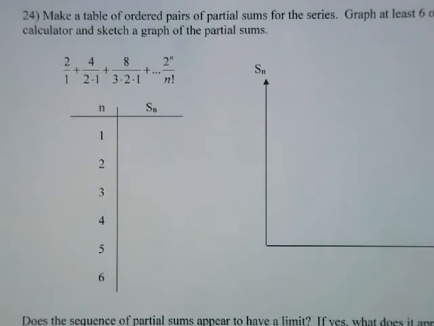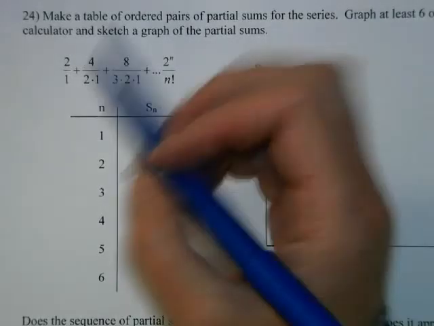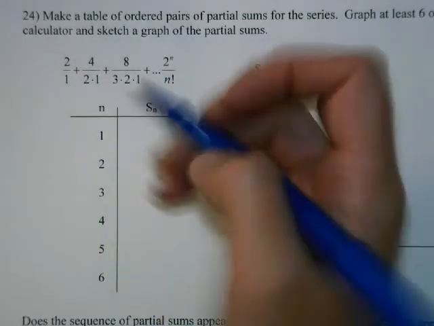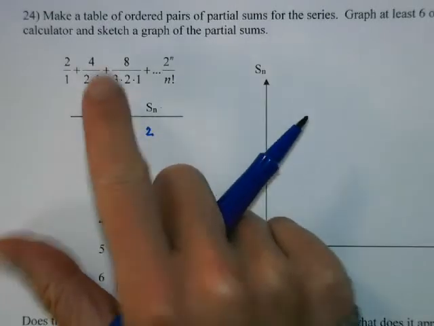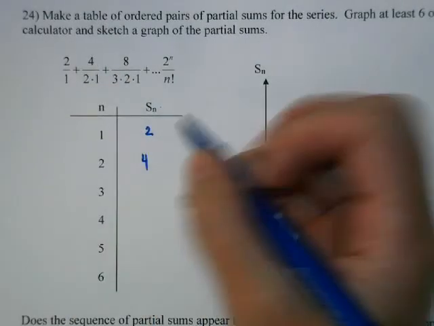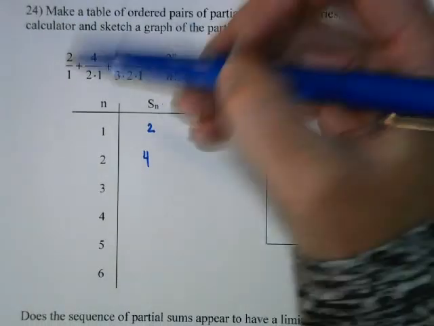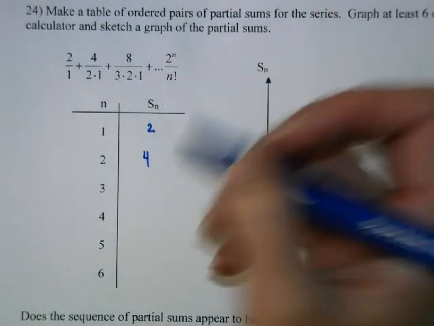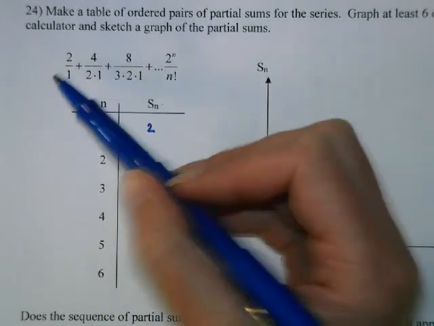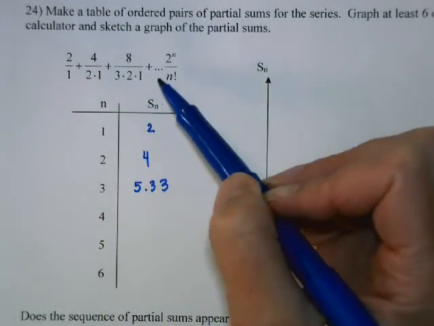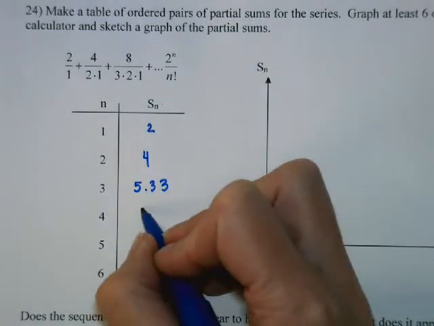Okay, now we're going to make a table of ordered pairs for the partial sums. We're doing the sums, not just the individual terms. So if I add the first term, which is 2, we'll have 2. If I add 2 and this will be 2, we're going to get 4. And past this, we can just use the calculator to help us. You add the first 3 terms, which is going to be 5.33. Next term would be 16 over 4 factorial, which is going to be 6.